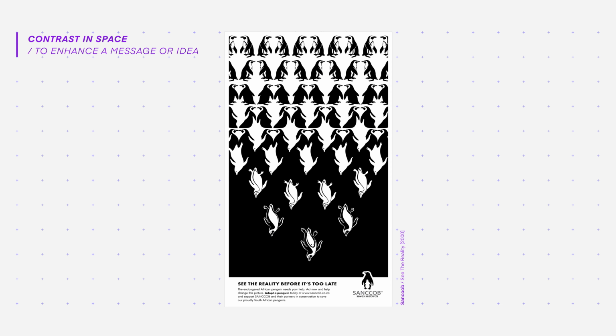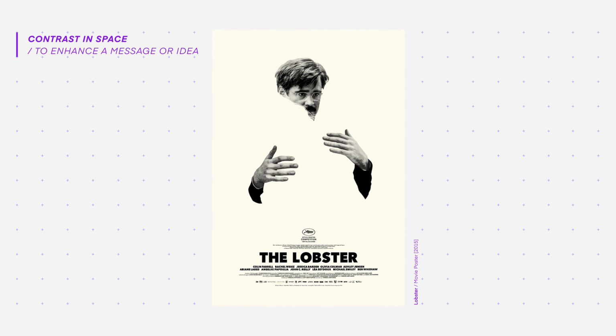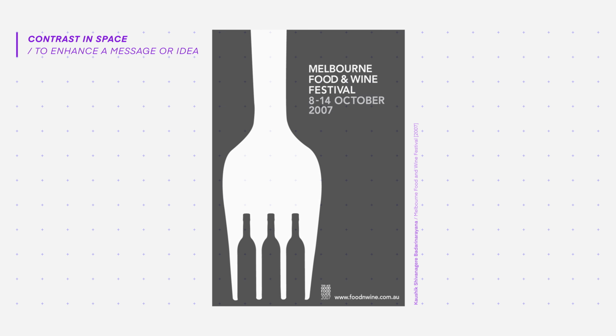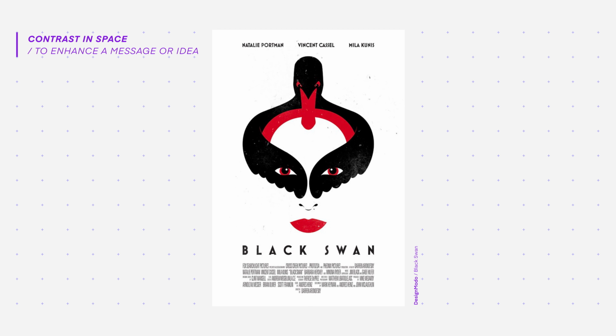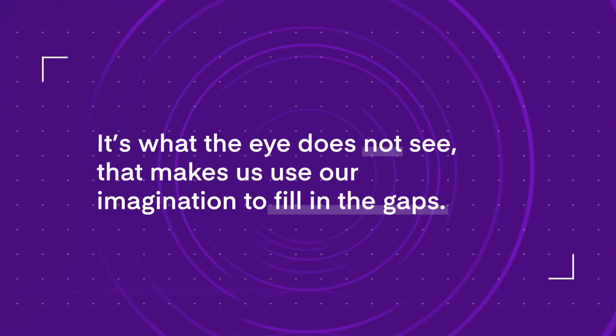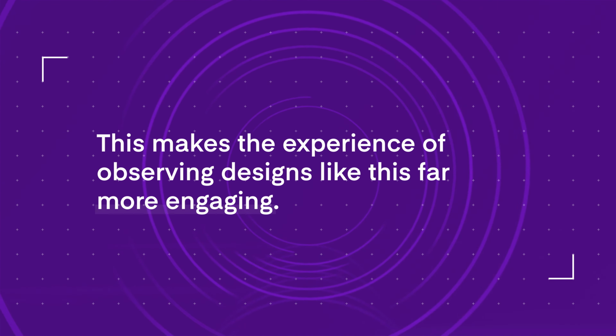This approach takes the previous to a new level to further help enhance a message, idea, or story. Now, unlike the previous approach that gels shape and form in a visually pleasing way, here there is a more considered and strategic relationship between the visual elements. Negative space used in this way can be playful, curious, charming, and witty, and have a greater impact. It's what the eye does not see that makes us use our imagination to fill in the gaps. This makes the experience of observing designs like this far more engaging.